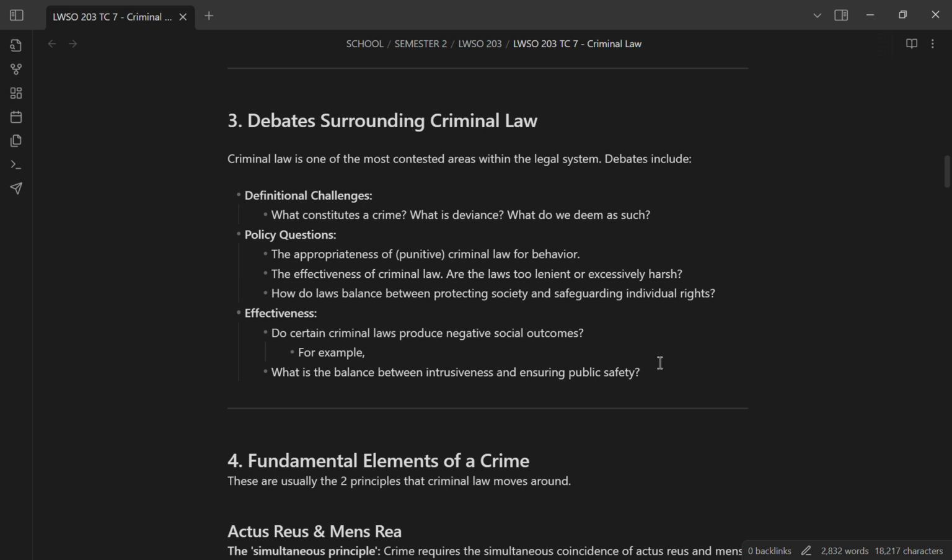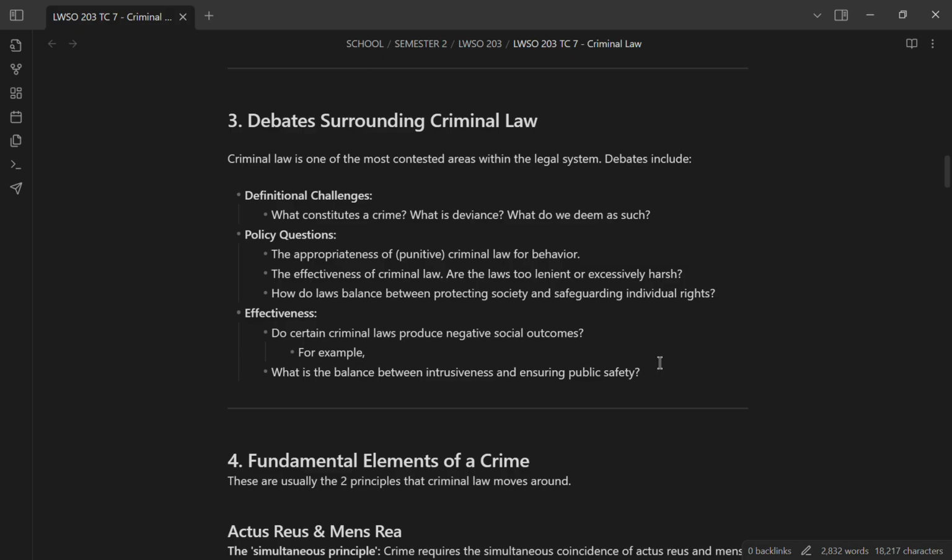What are the debates surrounding criminal law? Naturally, it is highly contested due to the stakes at play. So we debate about what constitutes crime, what constitutes deviance. We debate about policy, the effectiveness of the law. How do laws balance protecting society and safeguarding individual rights? How effective is the law? Do certain laws produce negative social outcomes?